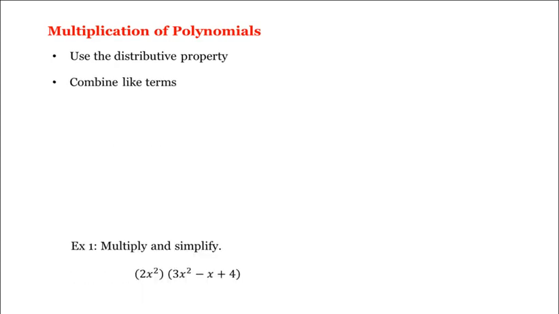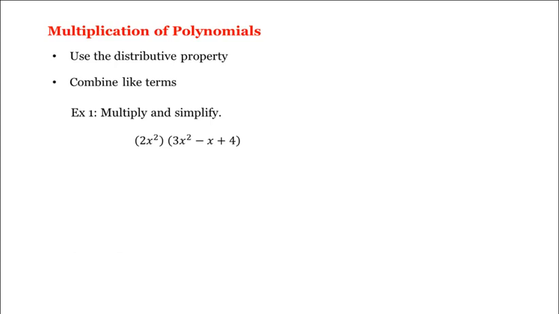Let's learn how to multiply polynomials. The first thing we do when we multiply polynomials is we use the distributive property. And then we combine like terms when necessary. For example, let's multiply 2x squared and 3x squared minus x plus 4.